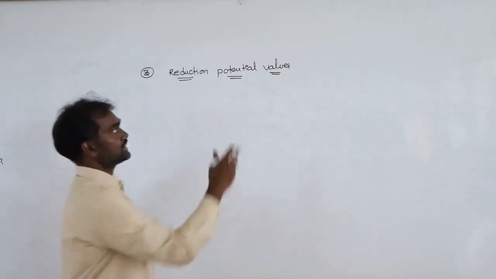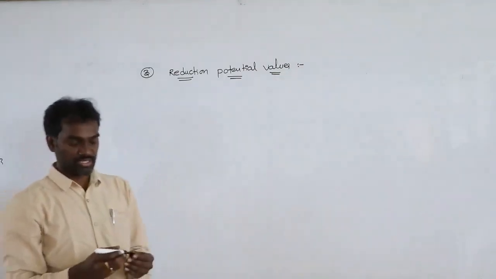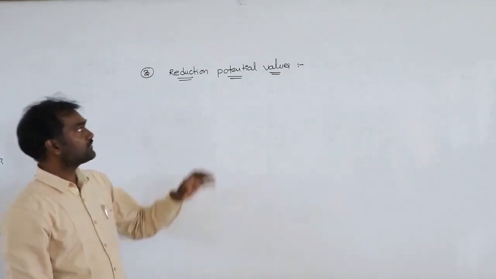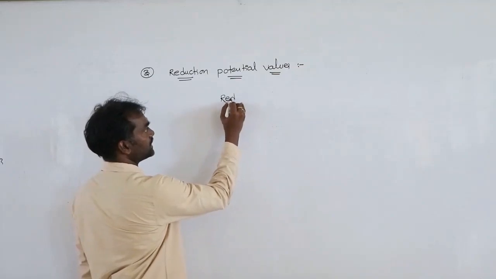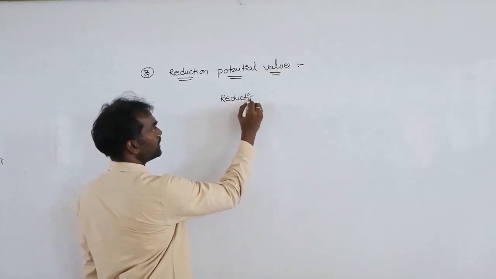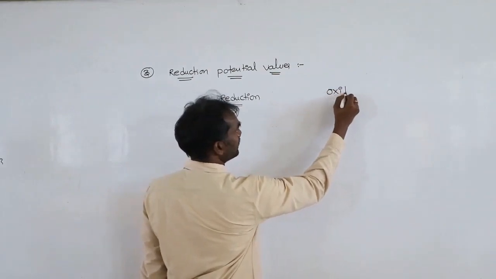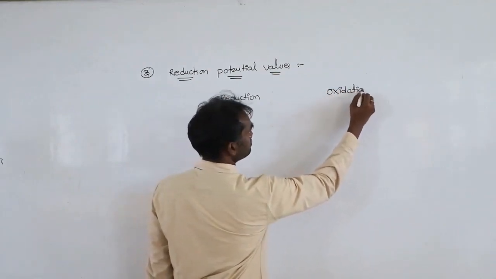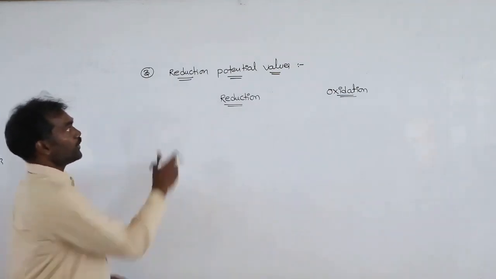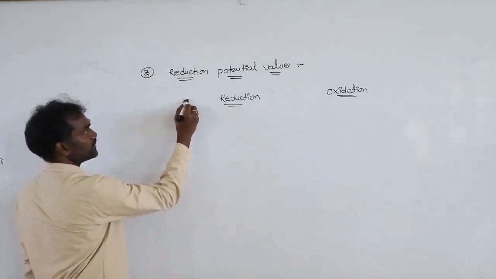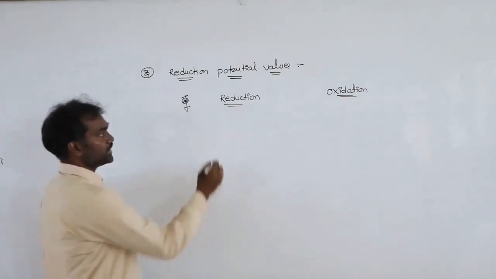These are very important topics. Reduction potential values. First of all, we have reduction and oxidation. I am explaining the basics, so just concentrate on oxidation. What is the importance of this? One by one we will discuss. Reduction.